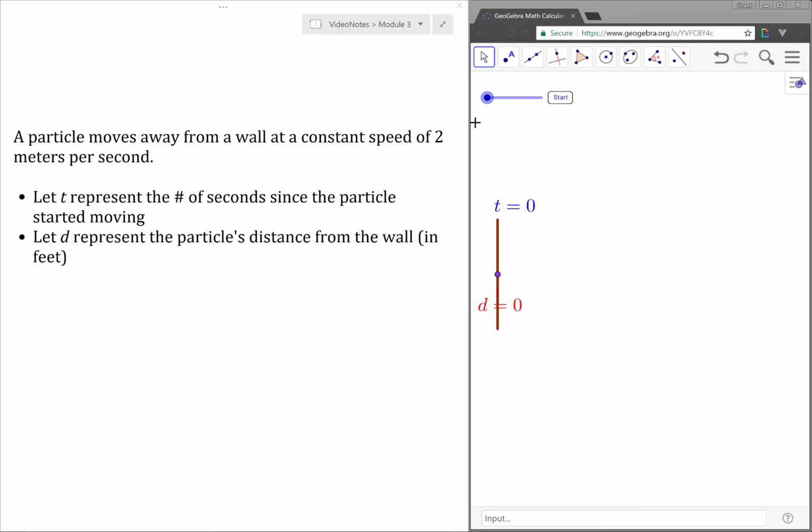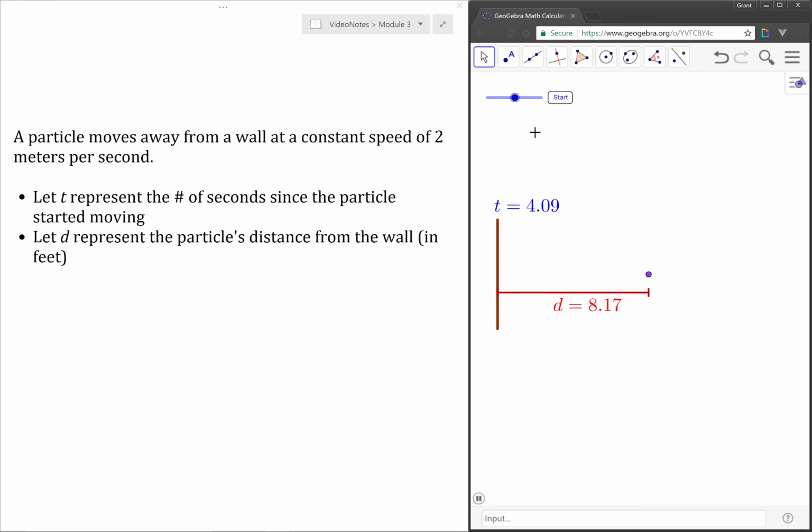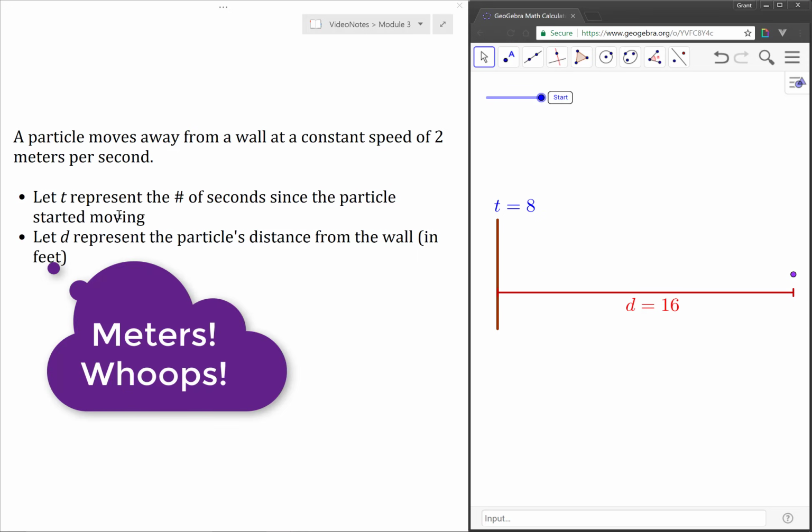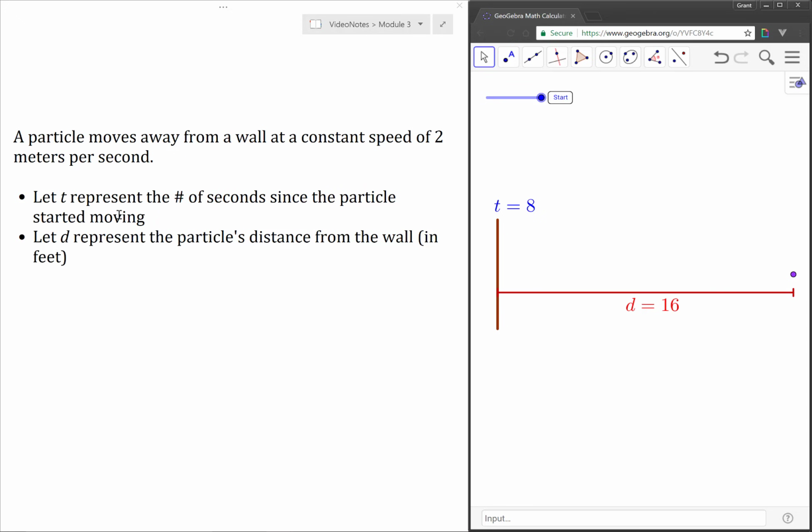To explore this idea, consider the following scenario. A particle begins moving directly away from a wall at a constant speed of 2 meters per second. This is shown here. Let's let t represent the number of seconds since the particle started moving, and let's let d represent the particle's distance from the wall in meters. Given any value for t, we can determine exactly one value for d by merely doubling the value of t. So therefore, d is actually a function of t.